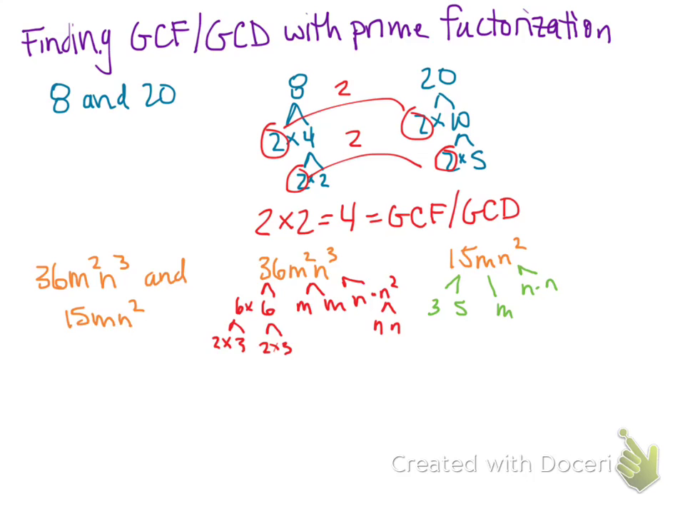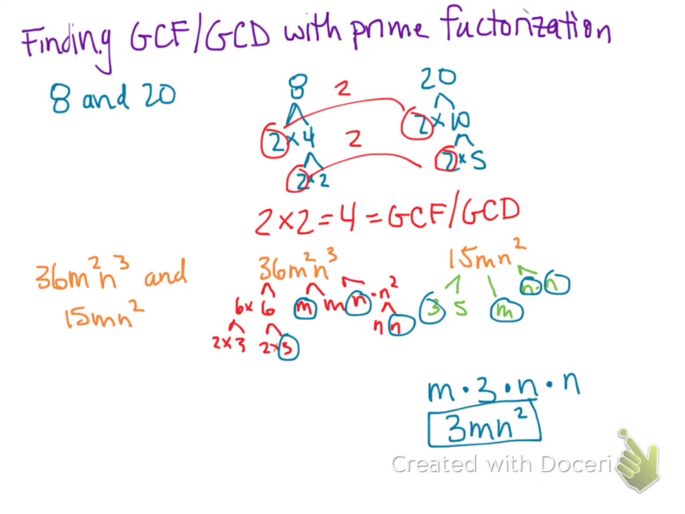So now let's circle the things they have in common on both trees. Well, we have an m on both trees, we have an n on both trees, and we have a 3 on both trees. But that is it. Okay, so we're going to pull the m, the n, and the 3, but we only need them once. So the answer is going to be 3m. Oh, there was a second set of n's. Sorry, there was a second set of n's. So it's going to be 3m n to the second, and that is the GCF/GCD.